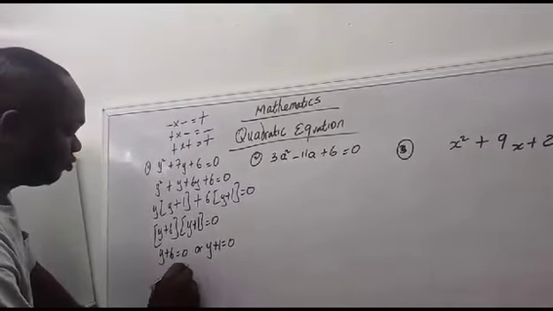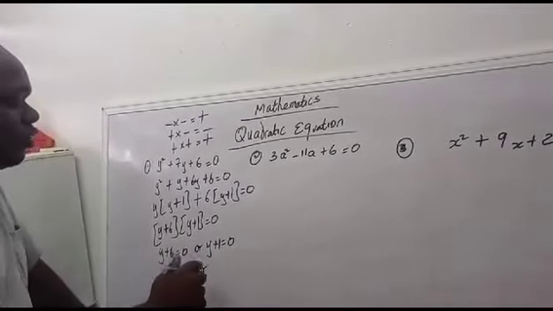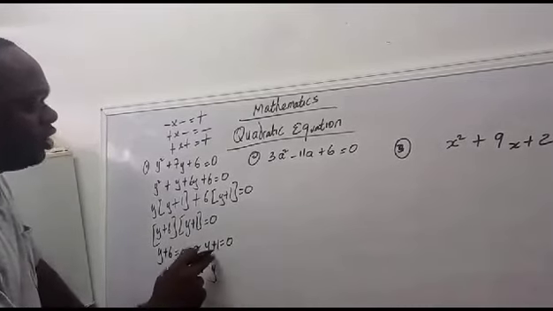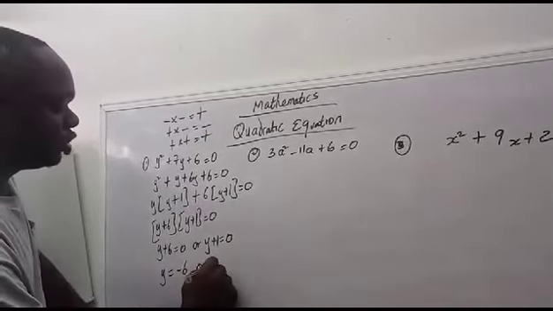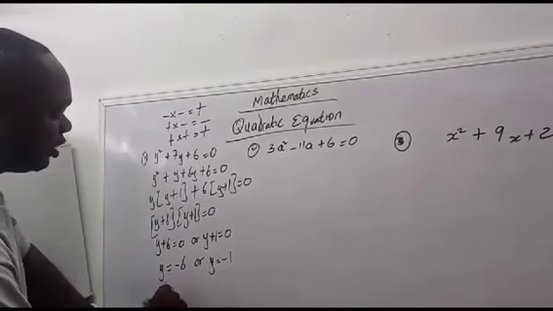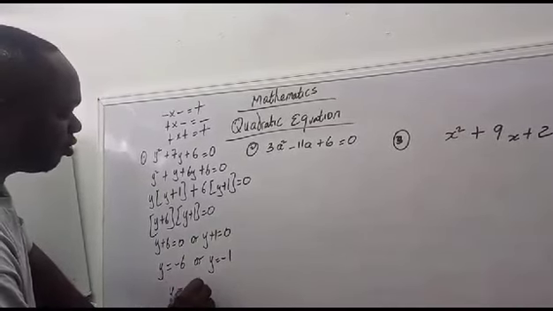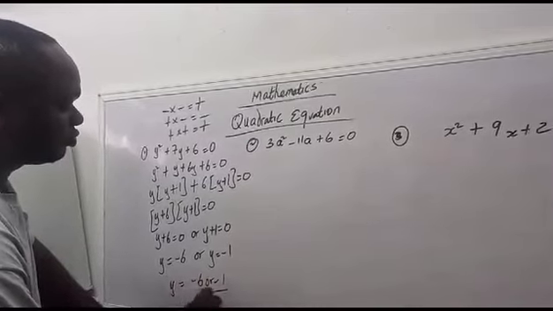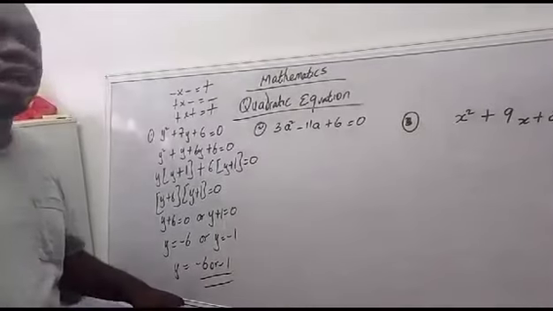Now we have here y equals, when you move plus across the sign of equals it turns to minus, or y, when you move this plus across the sign of equals, it turns to what? Minus. So the answer is y equals minus 6 or minus 1. This is your what? Answer.